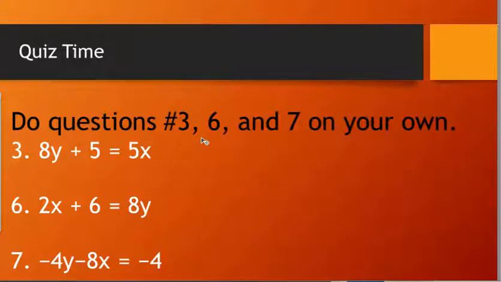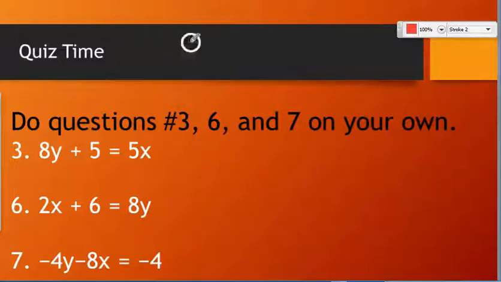Okay, so on this quiz, you are supposed to do questions number 3, number 6, and number 7. Your job was to put these 3 equations into standard form. So remember, standard form is ax plus by equals c. So I'm going to go ahead and write that right here. So a times x plus b times y equal to c.